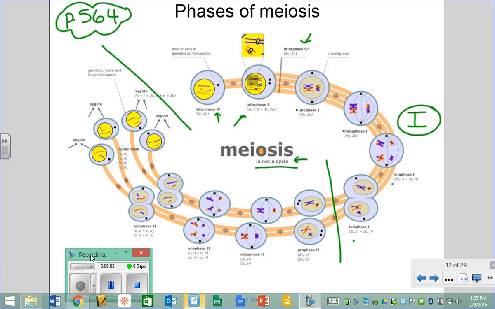Then, once I have two cells, each of those cells is going to go through the four steps again. But there is no interphase in between. So I do interphase, I have my four steps of division, but then instead of going through interphase again, we move right into the steps again. Prophase, metaphase, anaphase, telophase. This section here is meiosis 2.